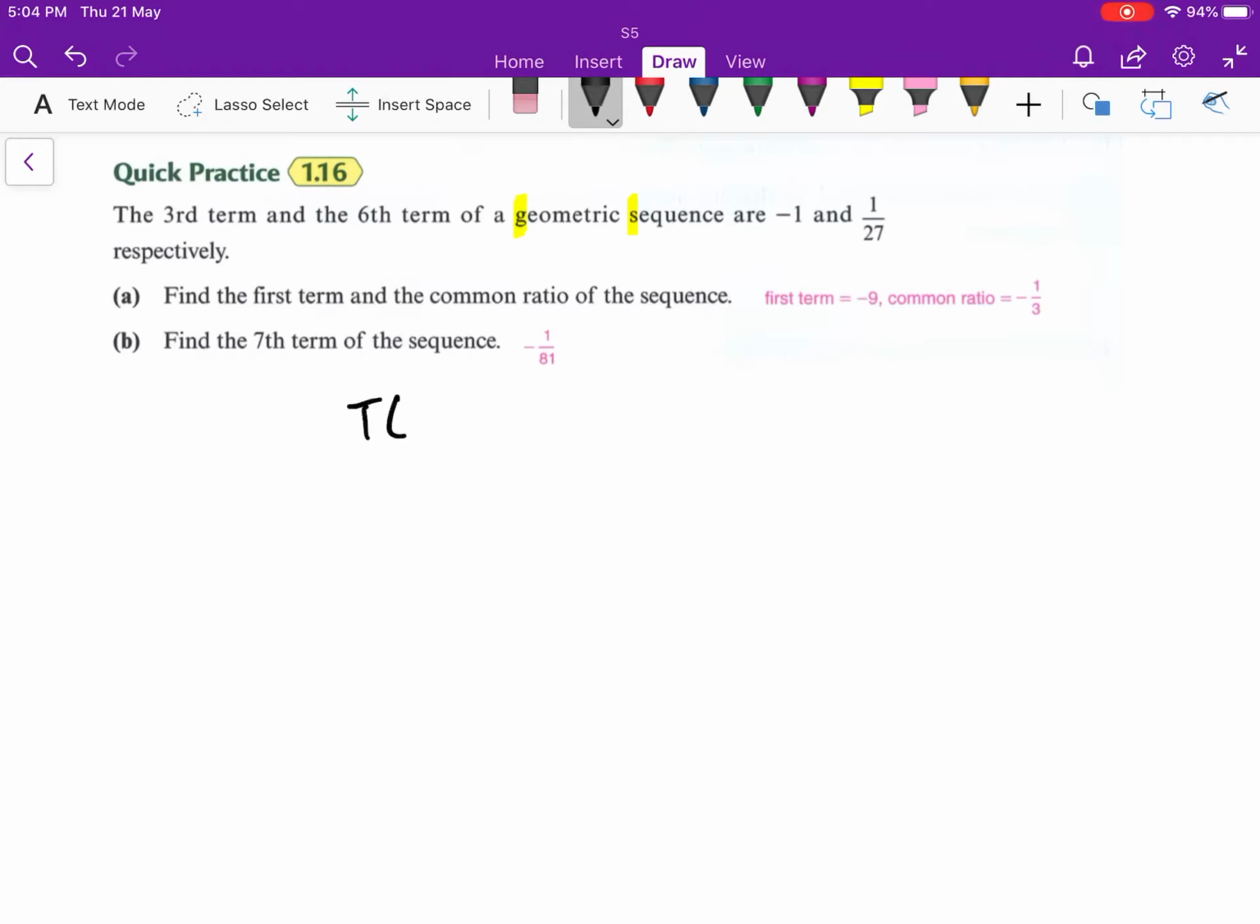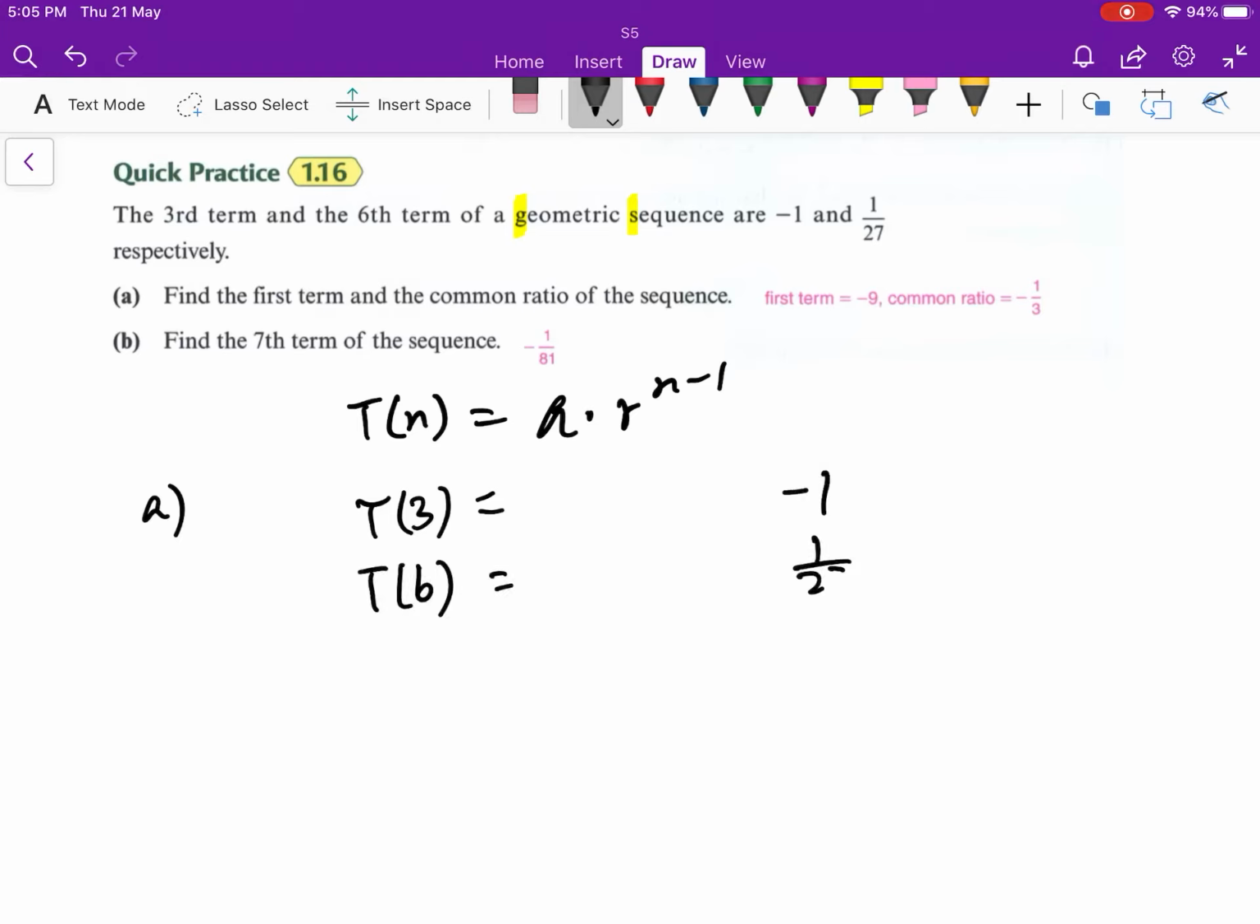So do remember our GS formula, Tn equal to A times R to the power n minus 1. No matter what kind of question, just use this formula. We can see that the third term, T3, is equal to -1, then T6 equal to 1 over 27. Then you don't know the A and R, right? So A and R will be your two unknowns, but we know the n. So what you need to do is just do the substitution. Put the n in.